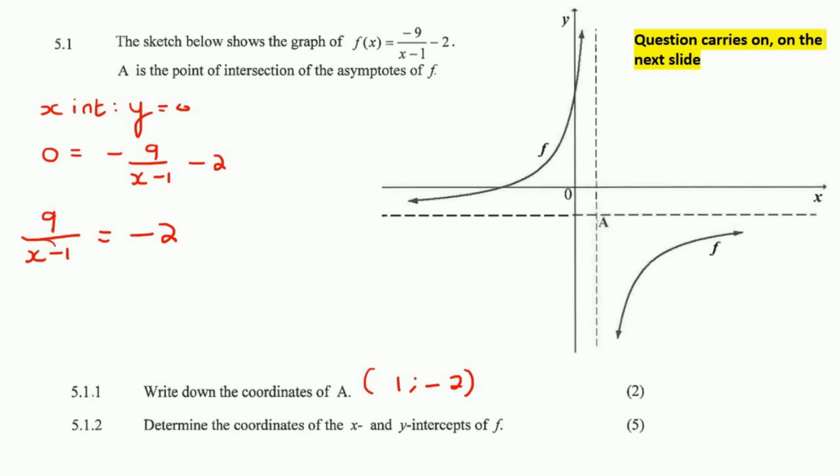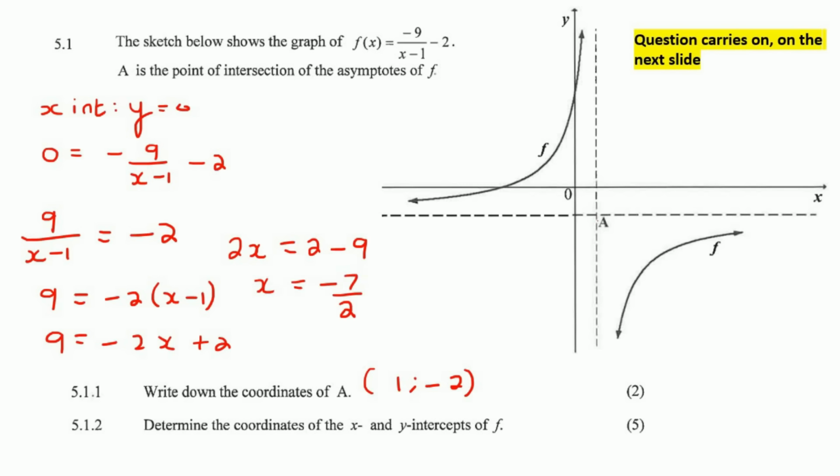Then I just cross multiply. So I just multiply this x minus 1 up. It's almost like I'm getting a common denominator. So I end up with that. And then 9 is equal to minus 2x plus 2. Then we're simply going to solve for x. So if I take the 2x to the left and take the 9 to the right, then x would eventually equal -7 over 2, which is the same as -3.5 if you want. So for the answer here, don't just say -7 over 2, and then also give the y value.